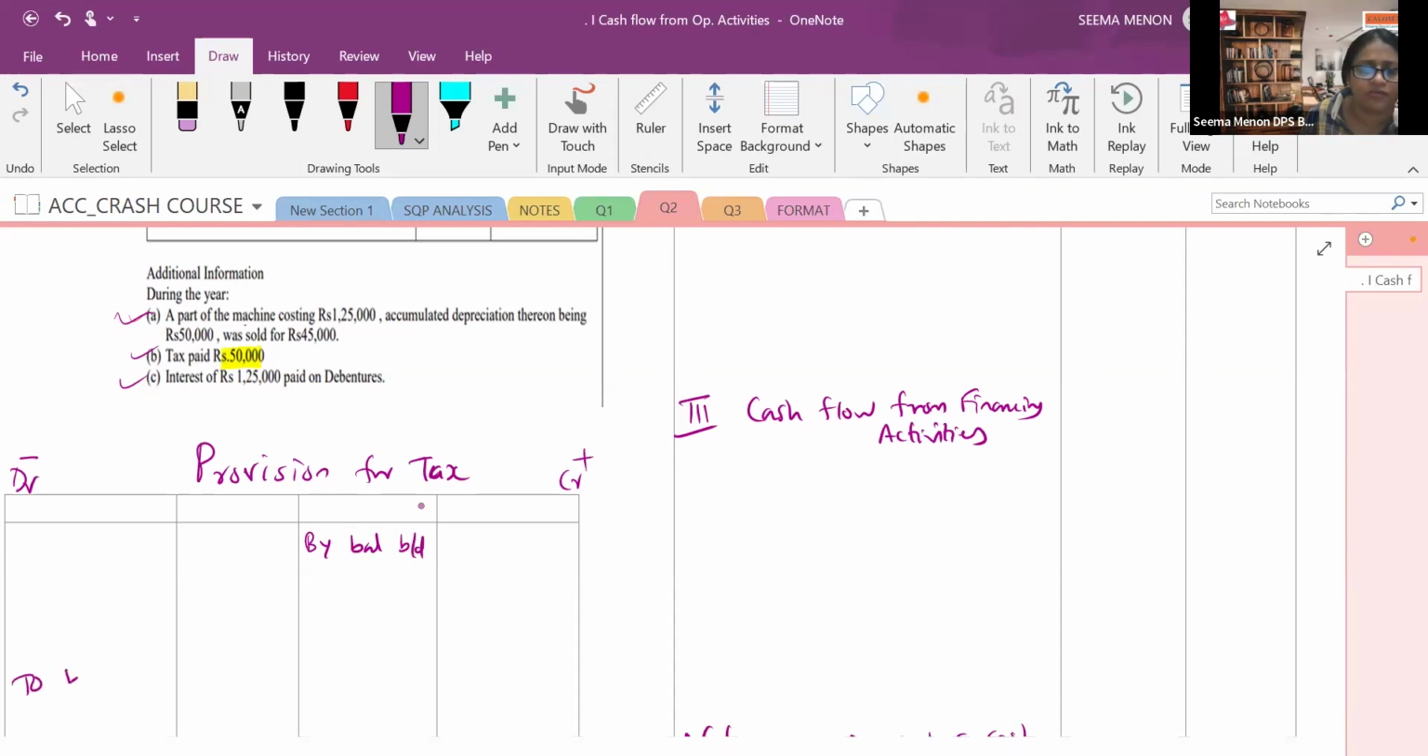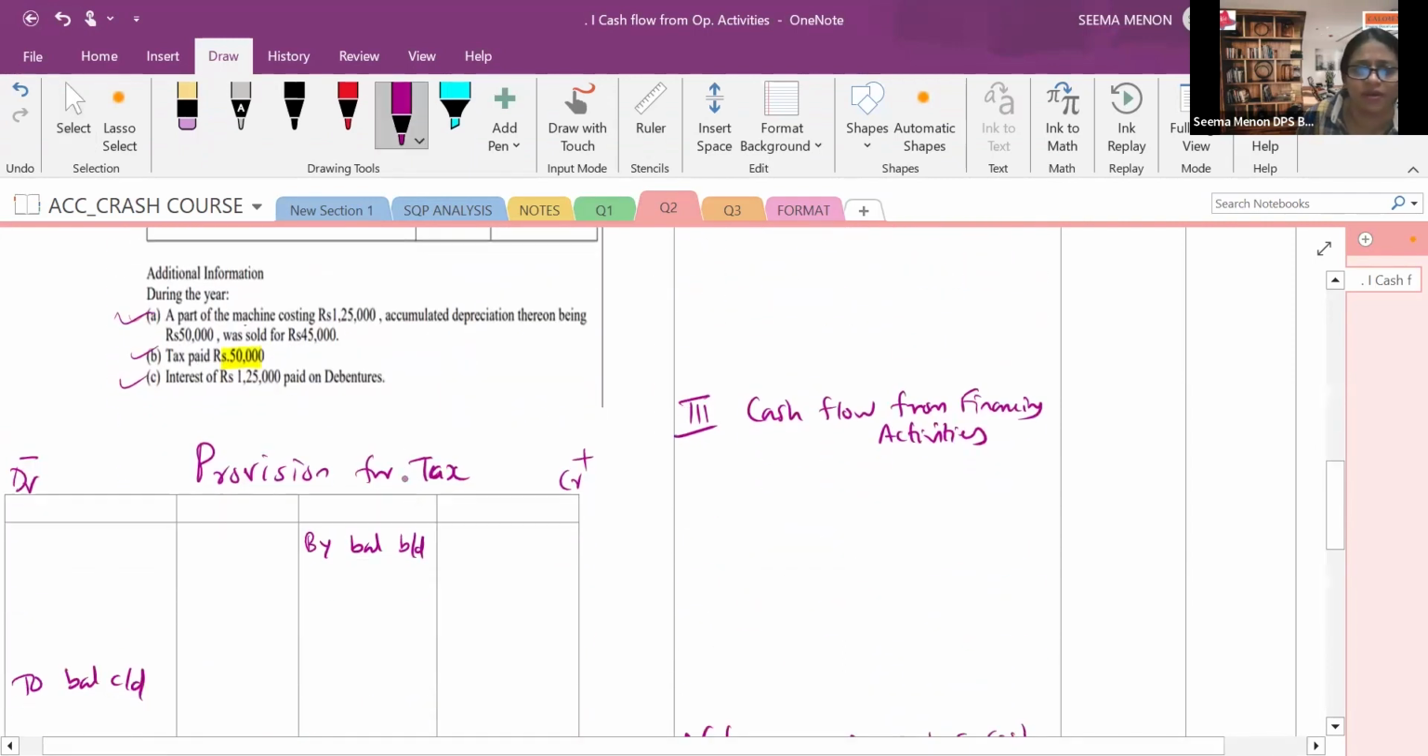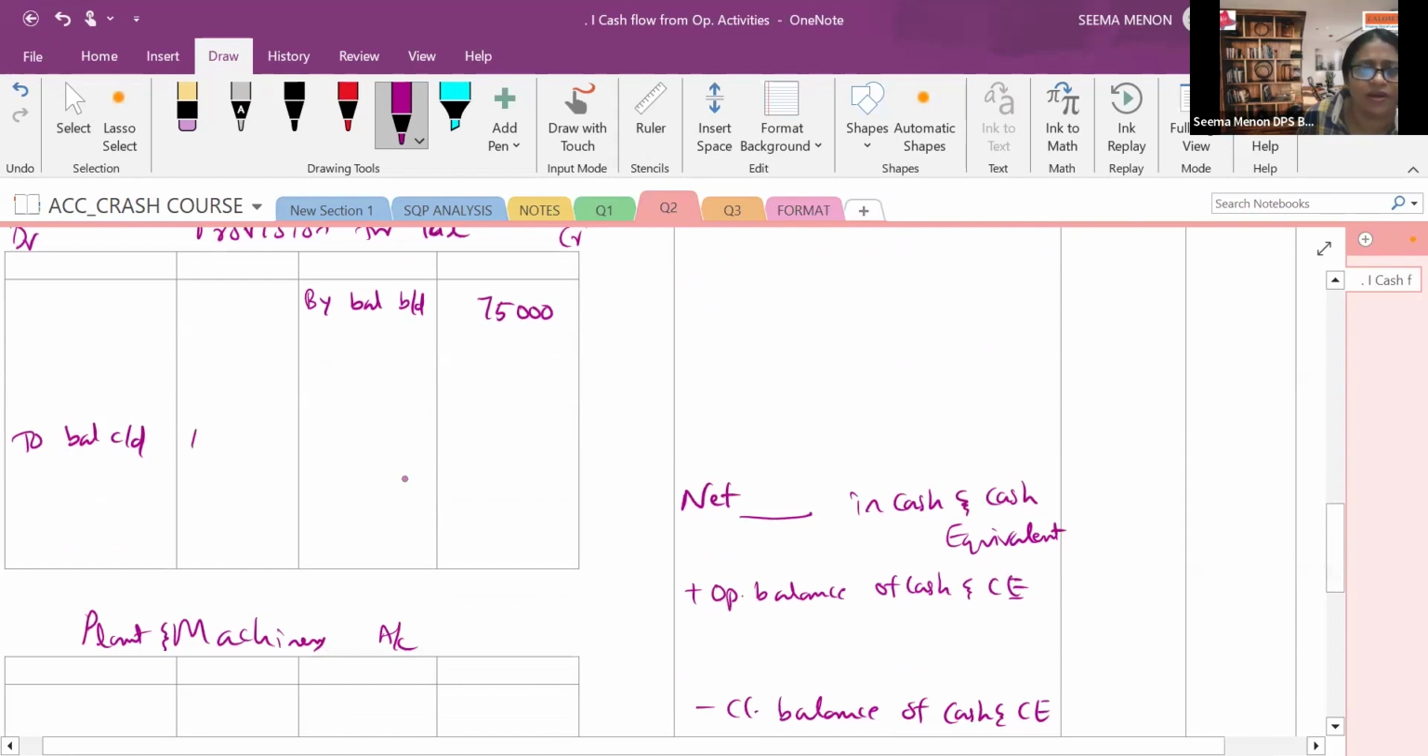And closing balance you will write to balance carry down. Opening balance is given in the 2017 as 75,000. So let's write that 75,000. And you can see that closing balance is 1,50,000. So we will write that as closing balance 1,50,000.